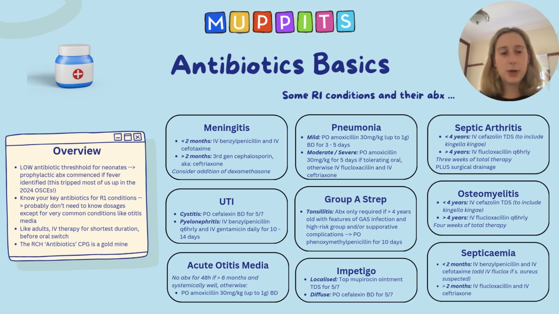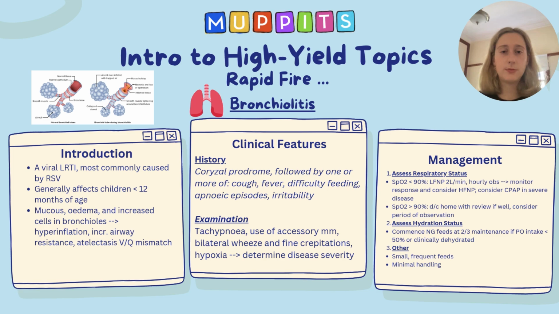And then for septicemia, it again is different depending on if the infant's less than 2 months. You're going to give IV benpen and IV cefotaxime. If they're greater than 2 months, you're going to give IV Fluclox and IV ceftriaxone.